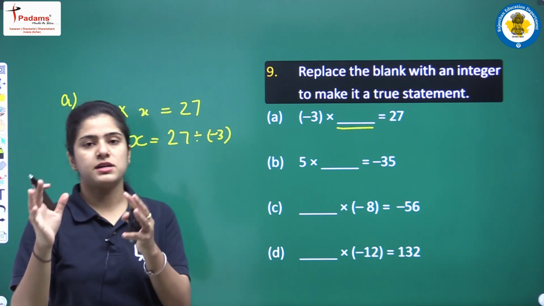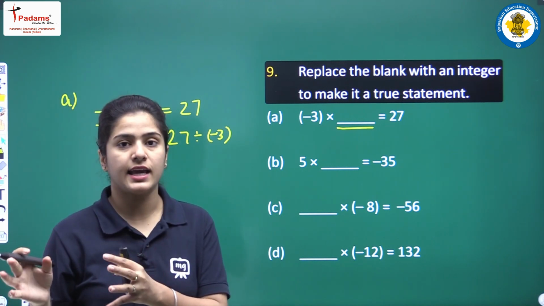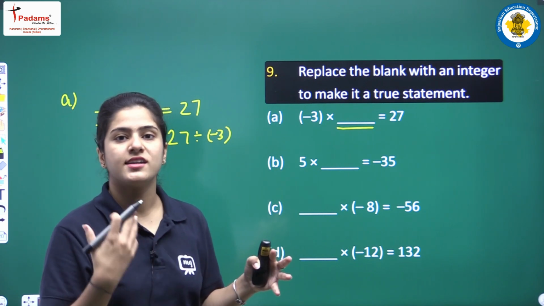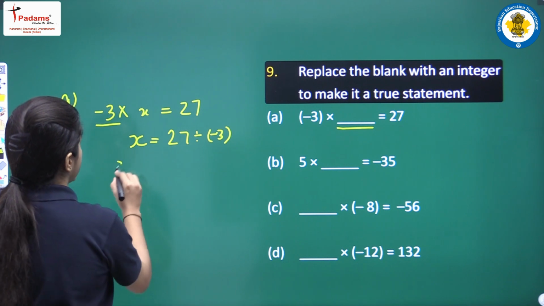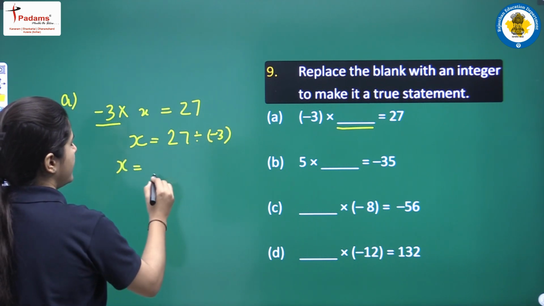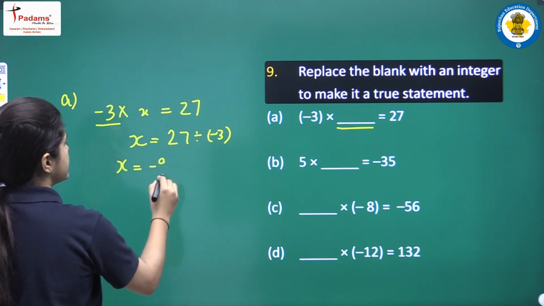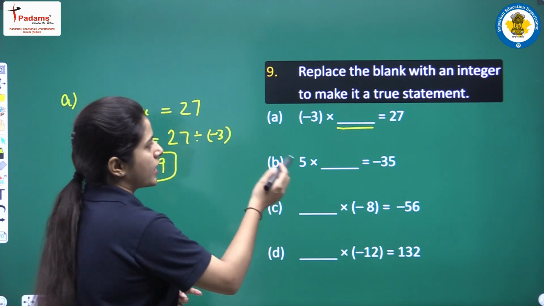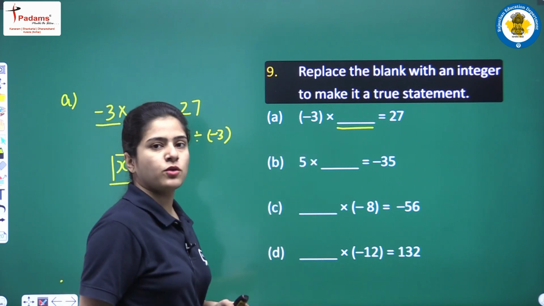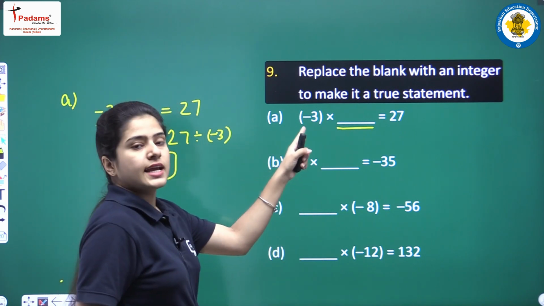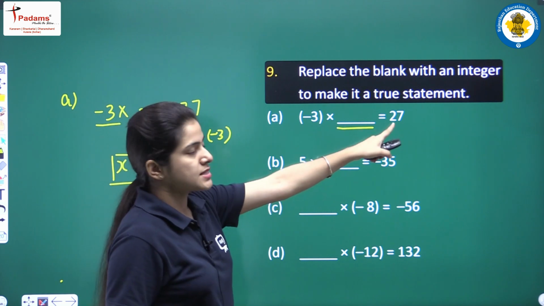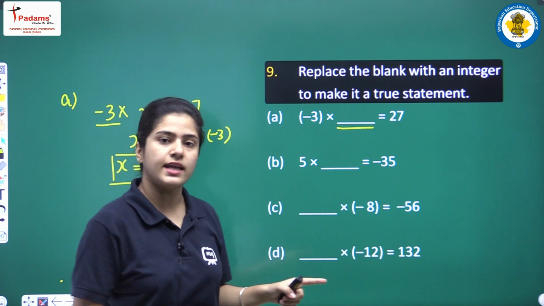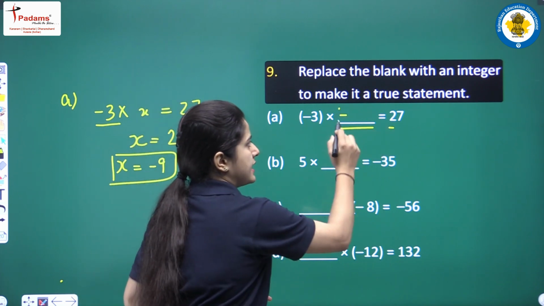If anything is in multiplication on the left hand side, and I take that particular thing to the right hand side, it will go to the division part. So x is equal to 27 divided by minus 3, which is equal to minus 9. Alright students, so this is minus 9. You can also see it by hit and trial method. Here is a negative sign and the answer is positive, so basically it must be negative.